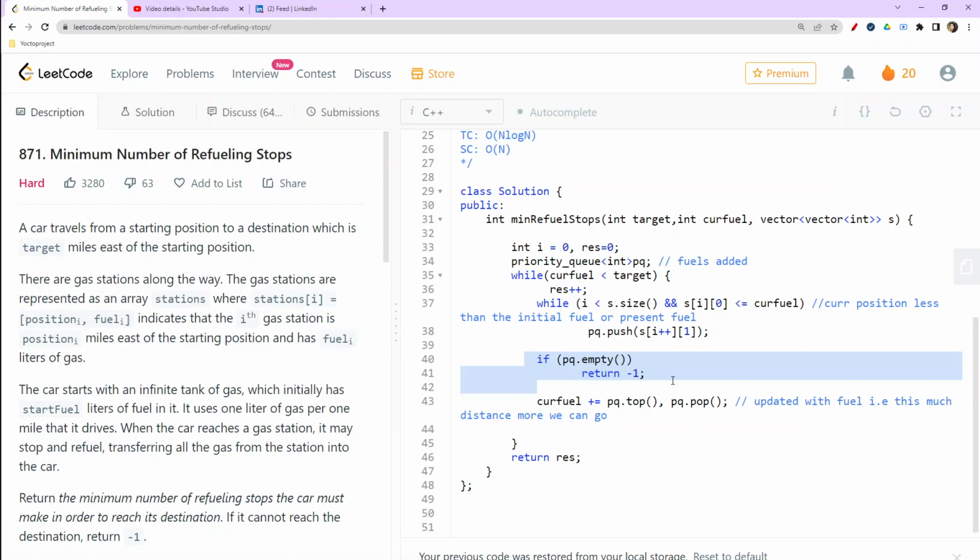But if that is not the case, then we directly add the topmost element of the priority queue to our current fuel. This is the most optimal station we can reach, feasible by the distance we can cover with that fuel, and it is the station having the most fuel we could consider in that distance. Then we directly pop that out. And at the end, when we complete this while loop, we directly return our result. So this was all for this particular question.